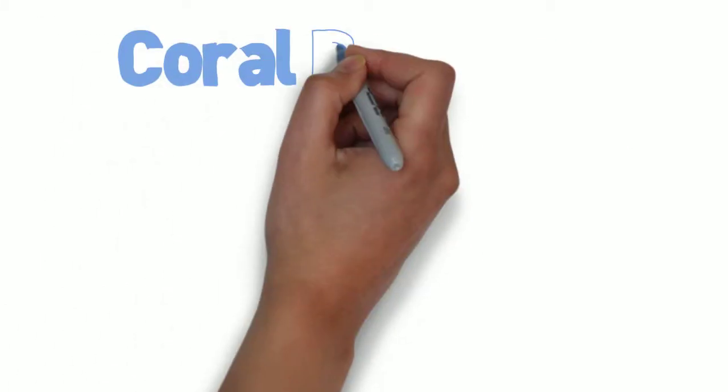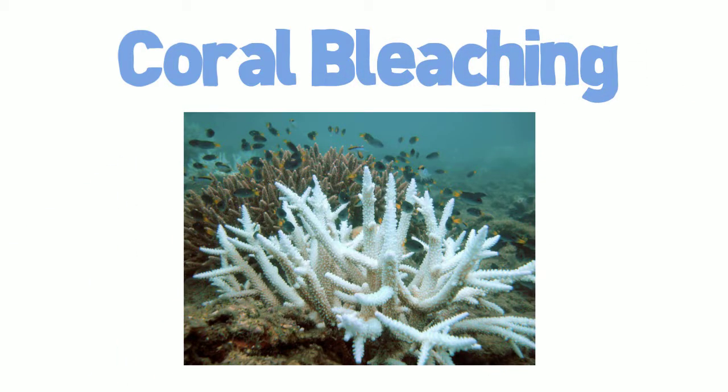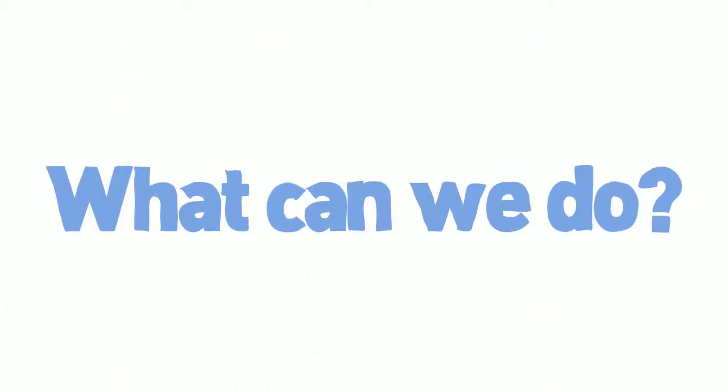It is also thought that acidification could increase the susceptibility of corals to bleaching. This is the process whereby algae that lives within the coral is expelled, ridding it of colour and reducing its chances of survival. So what can we do about this?